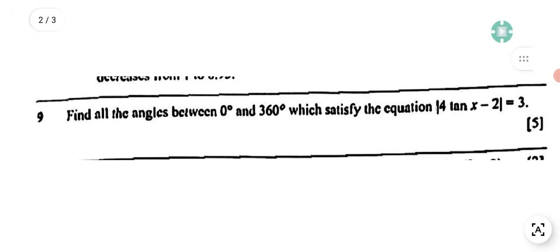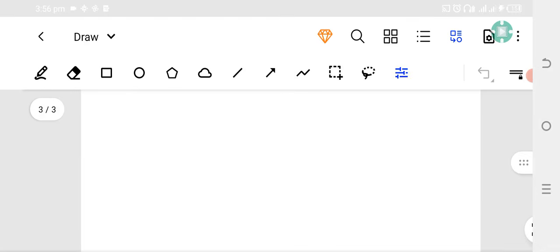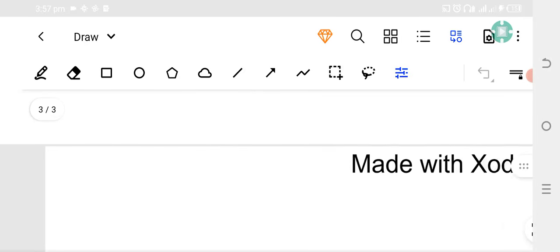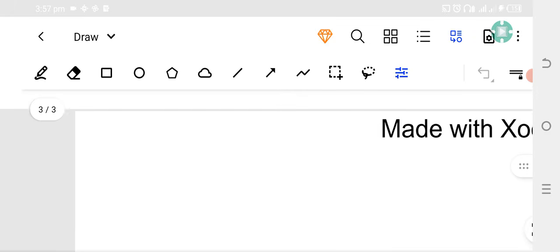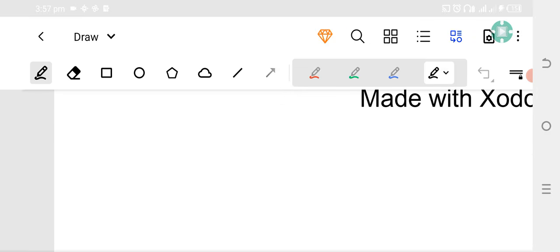It reads, find all the angles between 0 and 360 degrees which satisfy the equation: the modulus of 4 tan x minus 2 is equal to 3. So the modulus of 4 tan x minus 2 equal to 3 is what we are considering. They want you to find all the angles between 0 and 360 degrees for that. So this is question 9.